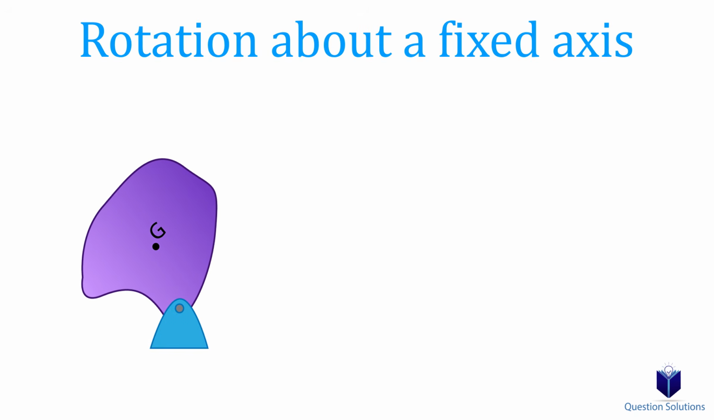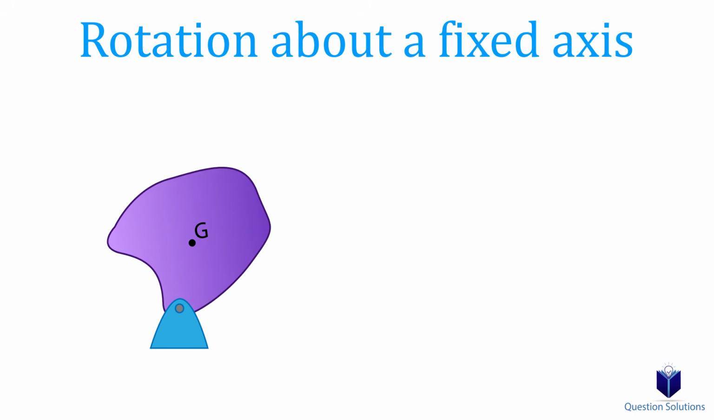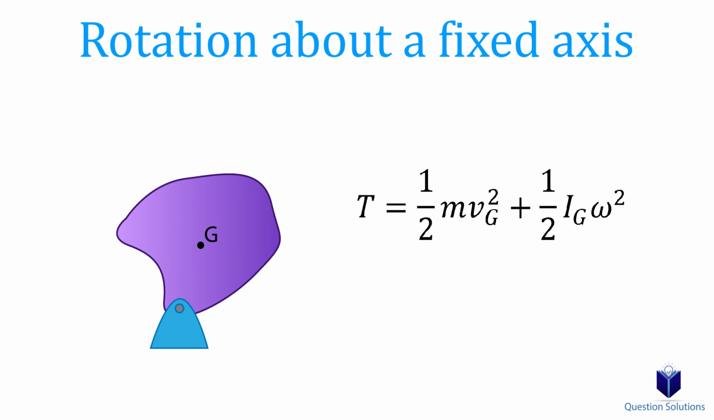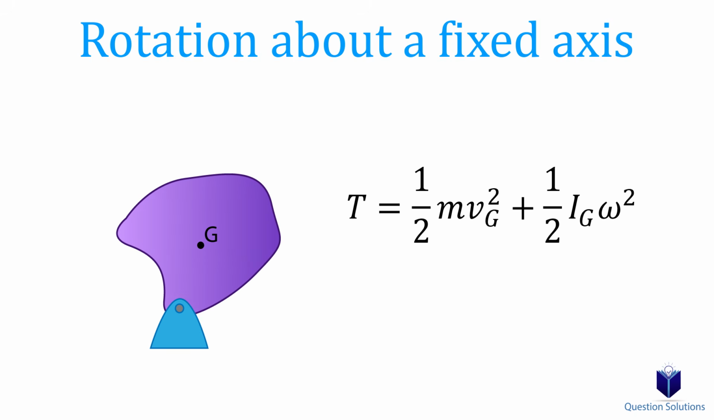Now let's say we have an object that's rotating about a fixed axis. That means angular velocity is not zero. In that case, we can find the kinetic energy by using this equation. We have the kinetic energy when an object is translating, plus we have a new part, which is the mass moment of inertia about the center of mass times the angular velocity squared. If, however, instead of using the mass moment of inertia for the center of mass, we find it about another point, for example point O, then the equation becomes this.